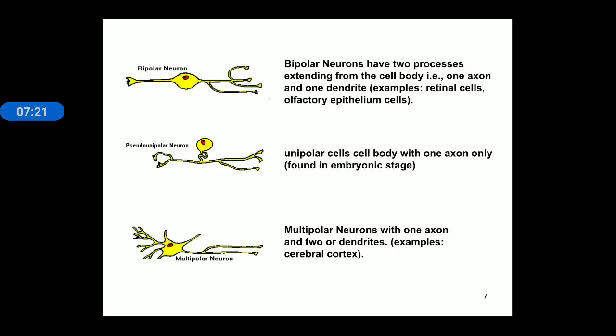On the basis of function, neurons may be categorized into bipolar, pseudo-unipolar and multipolar neuron. In bipolar neuron, it has two extensions, that is one axon and one dendrite. Bipolar neuron is mainly found in retinal cells, and pseudo-unipolar has one axon only and is mainly found in embryonic stage, and multipolar neuron has one axon and two or more dendrites. An example of multipolar neuron is in the cerebral cortex.